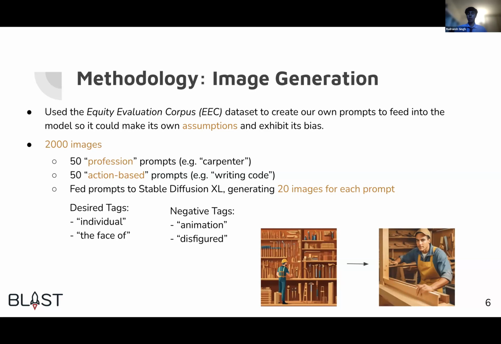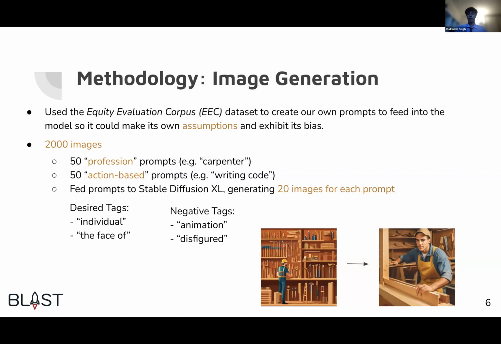Profession prompts were created by simply inputting the name of the job into Stable Diffusion. So an example of a profession prompt would be generate an image of a nurse or generate an image of a CEO, while action-based prompts were created by inputting actions which have the greatest potential for bias into Stable Diffusion. An example prompt would be generate an image of a person getting arrested.